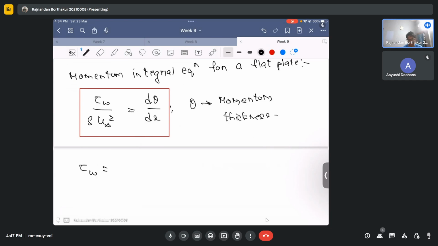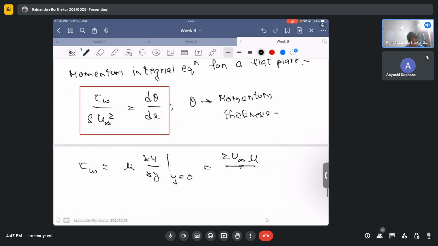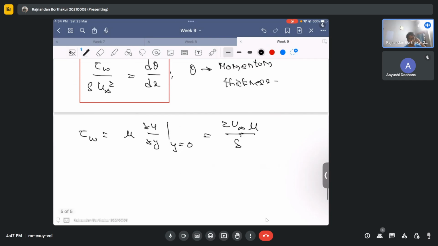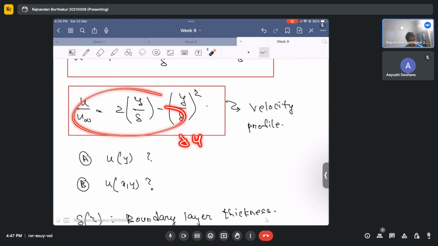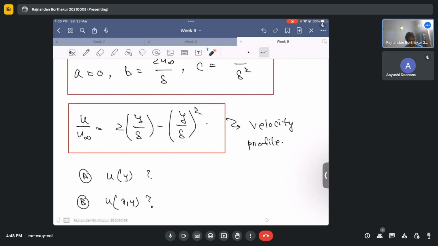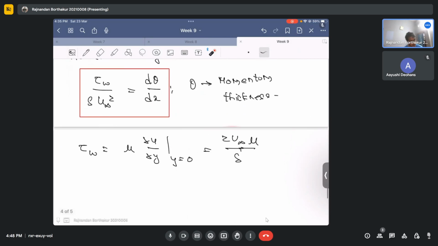Tau w, as you know, is nothing but mu times del u by del y evaluated at y equal to 0, which is the wall shear stress. If you do this, your tau w will come out to be 2 times u infinity mu by delta. Of course, you can check it: if you know your u, you just need to evaluate del u by del y at y equal to 0. That's it. It will be minus 2y by delta squared, and that's exactly what you wrote here.